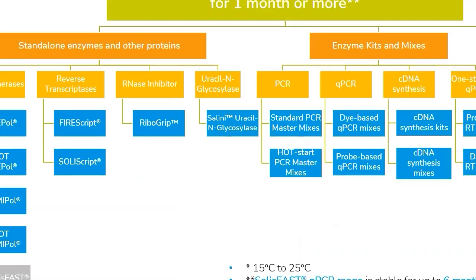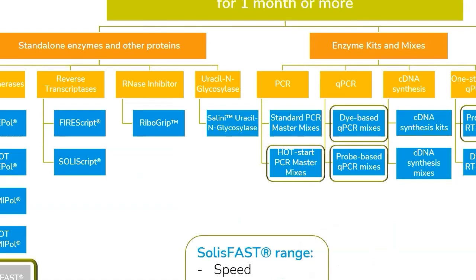So our entire portfolio is stable at room temperature for 1 month, and we have many solutions. But today we are focusing on one special enzyme. This is the Solis Fast DNA polymerase, and this has been incorporated into many different enzyme kits and mixes. And why this enzyme? This enzyme has different features like speed, inhibitor tolerance, stability, also good compatibility with UNG systems. And certainly all these features are highly beneficial for anyone doing PCR really.